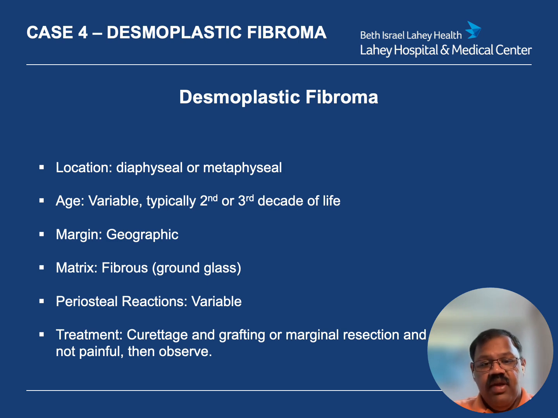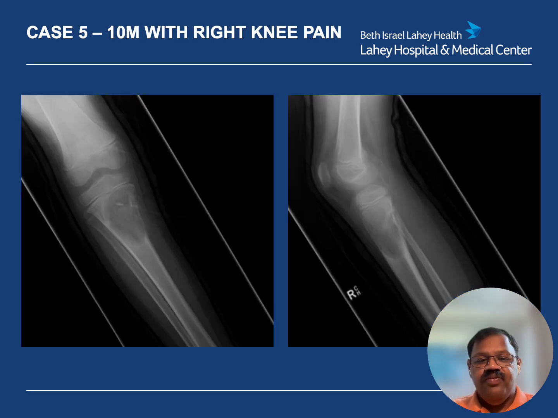Margins are geographic. Again, you saw that lesion was perfectly contained to the proximal radius. The matrix itself is fibrous, ground glass in appearance, and there's usually no periosteal reaction. In this case, we really did not have a periosteal reaction, but there was significant expansion of the bone in the area of the lesion, which is probably suggestive of it being more of a benign process than truly a malignant process. The treatment usually involves curettage and grafting or marginal resection and reconstruction. If it's not painful, then you can also observe.